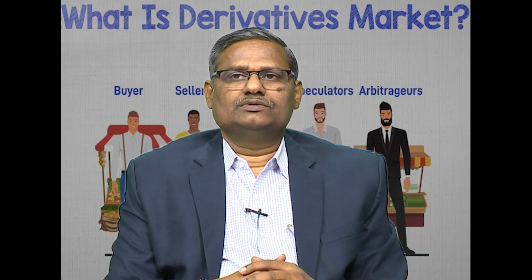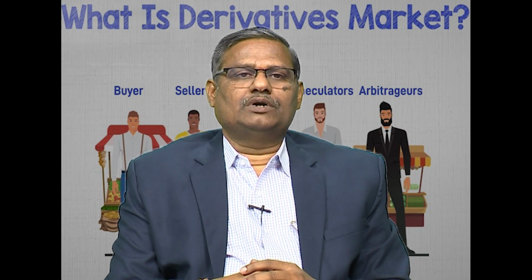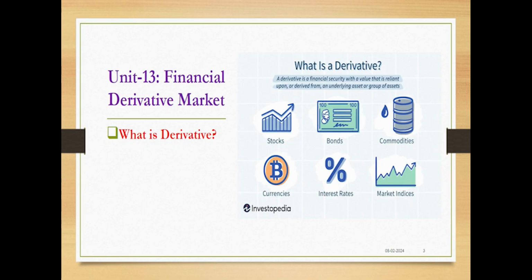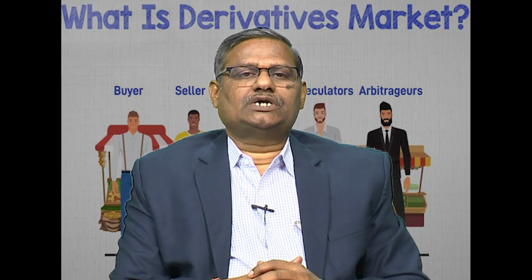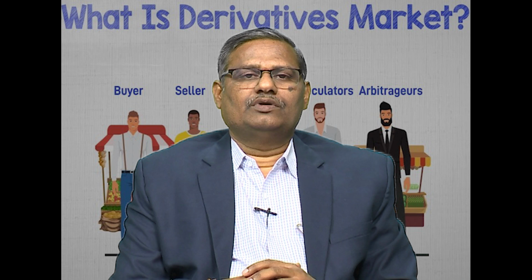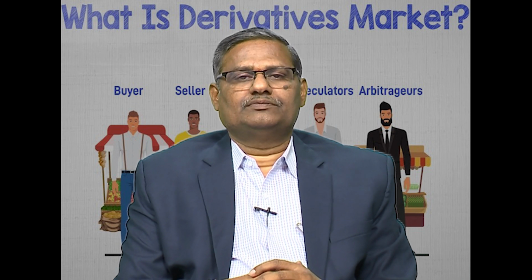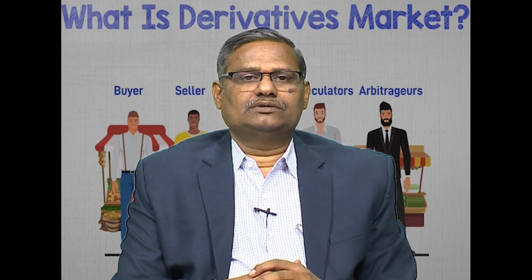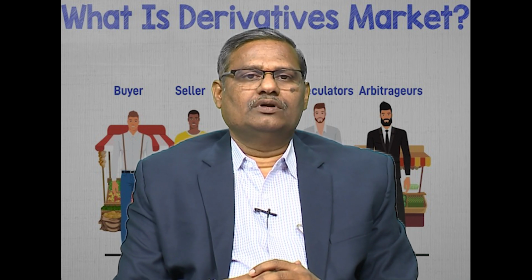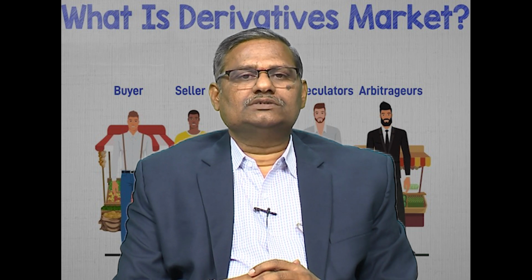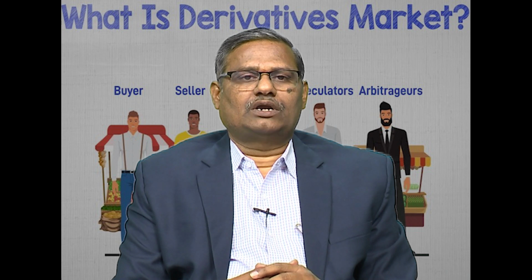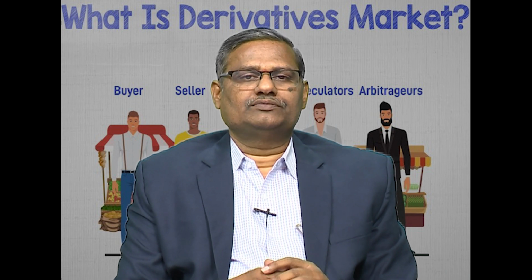Before going to discuss the derivative market, we have to know what we mean by a derivative. A derivative is not a primary asset, it is a secondary asset, the value of which is derived from the underlying asset. For example, you can take equity shares which are traded in the stock market. This is known as a spot market. We have two types of markets, spot and derivative.